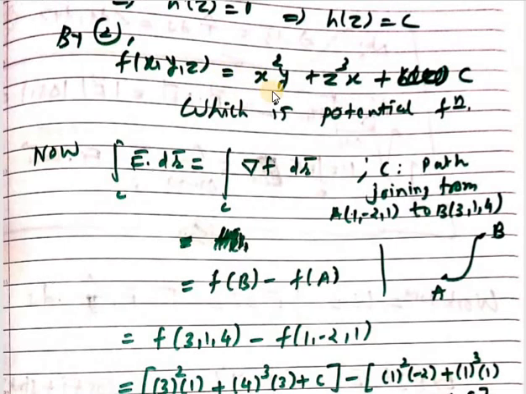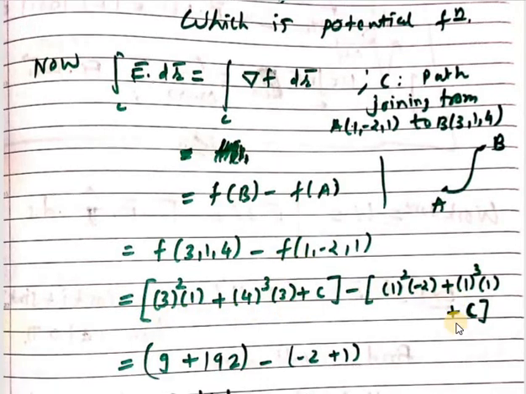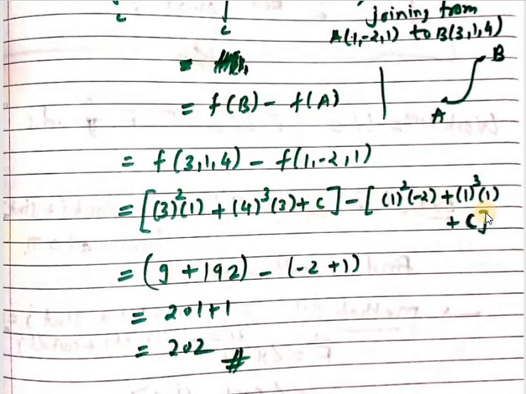But f of x is equal to x squared y plus z cubed x plus c. But here x is replaced by 3, y is replaced by 1, z is replaced by 4. And so we get this one, and another point we can determine in the same way. So when we simplify, c will be cancelled out as the same constant. So what we get is 2, 0, 2.